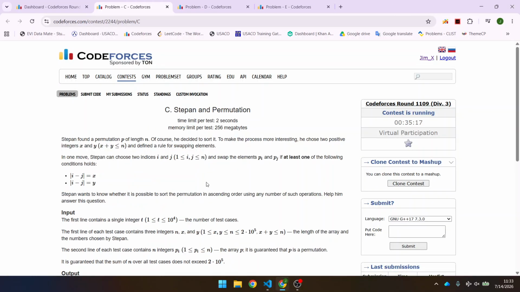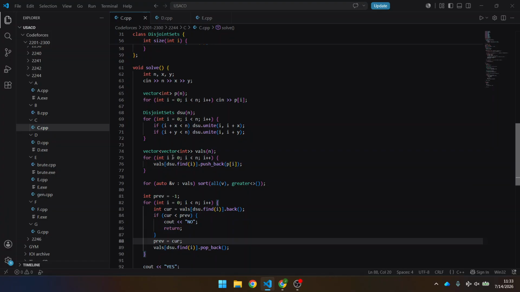So next one, problem C. Okay, problem C, just use a DSU, right? When you see this problem, basically, for any i and j with distance x or distance y, you can swap the elements. So you can swap any elements that are connected in the DSU. For every i, if i plus x is less than n, we can unite i and i plus x. If i plus y is less than n, you can unite i and i plus y. And then you have your values.